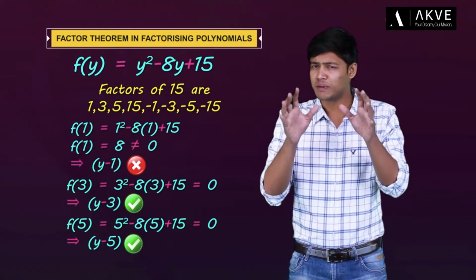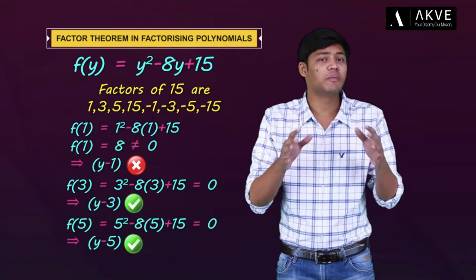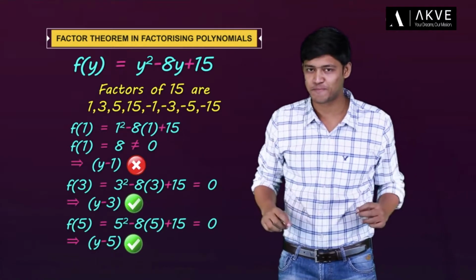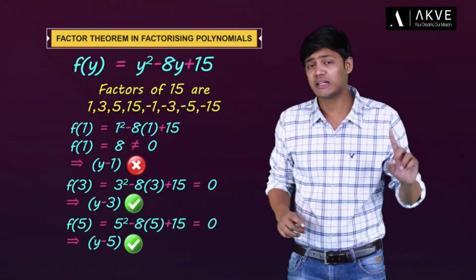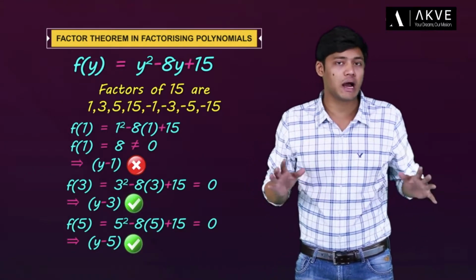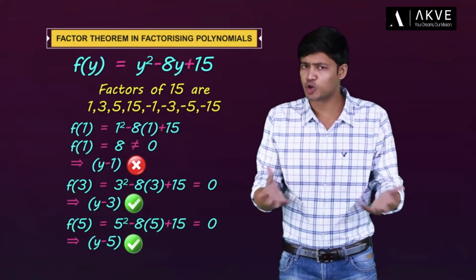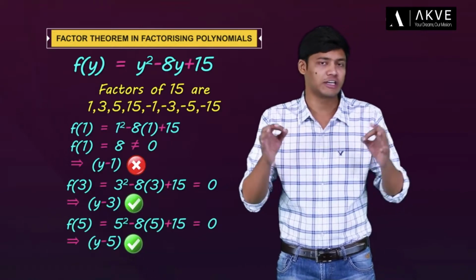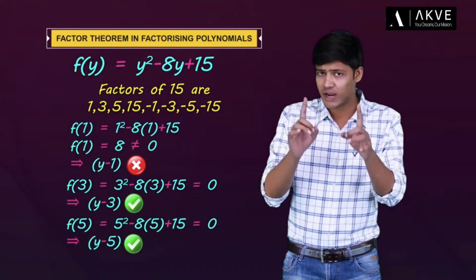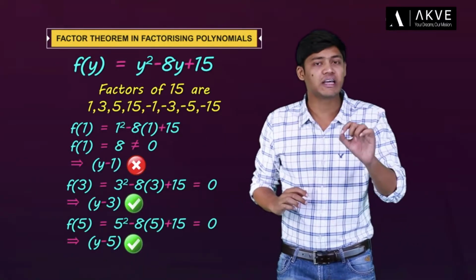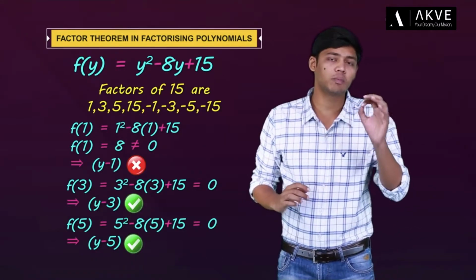I know you might be thinking that the splitting the middle term method was easier as compared to this method. But splitting the middle term method cannot be applied to polynomials of higher degree, like cubic polynomials or fourth degree polynomials. Now let's see how we will make use of this method in finding the factors of a cubic polynomial.